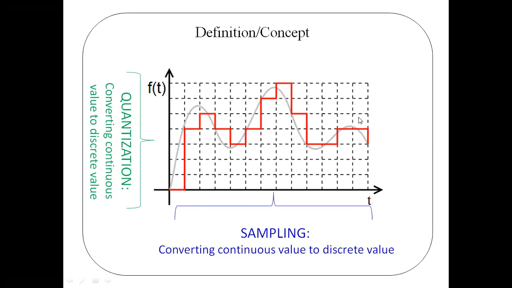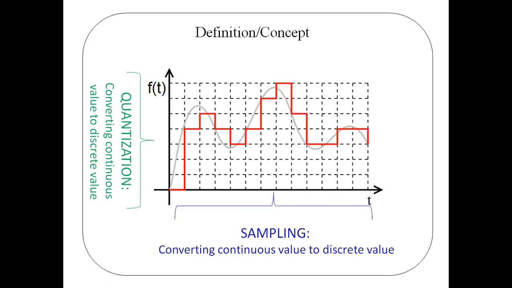Basically, this slide shows a migration from a continuous time to a discrete time domain. Based on this diagram, in order for us to change from continuous time to discrete time domain, we need to apply two processes. The first one is what we call sampling. Sampling is a process of converting a continuous value to a discrete value.